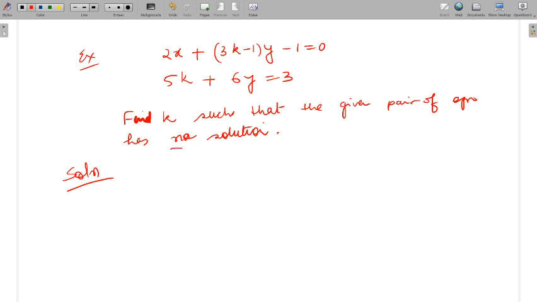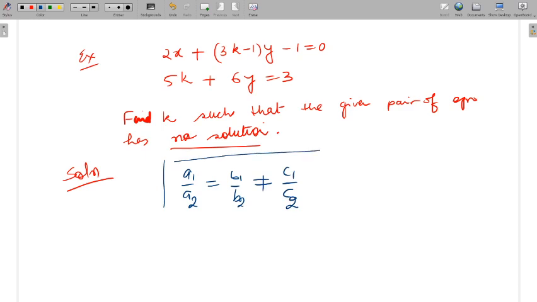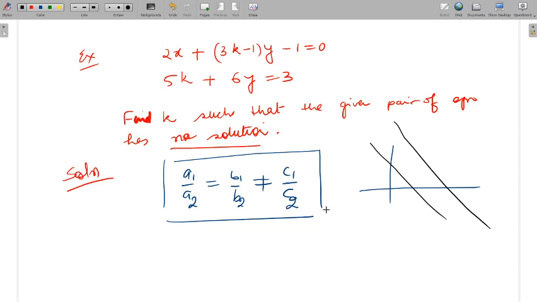I told you for no solution, the condition is a1 upon a2 is equal to b1 upon b2, but this should not be equal to c1 upon c2. This is the condition for these two lines to be parallel. If these two lines have to be parallel, then there will be no solution. And this is the condition for no solution to exist, right?